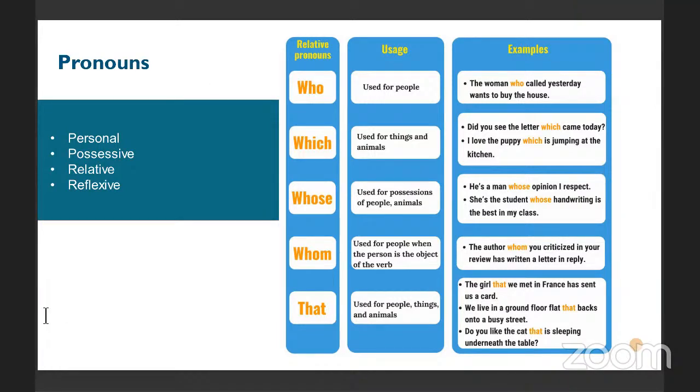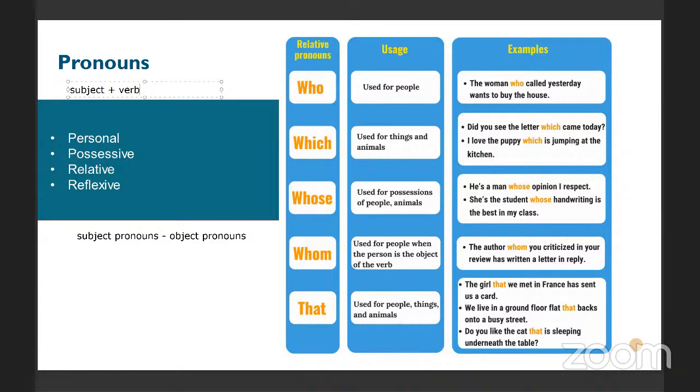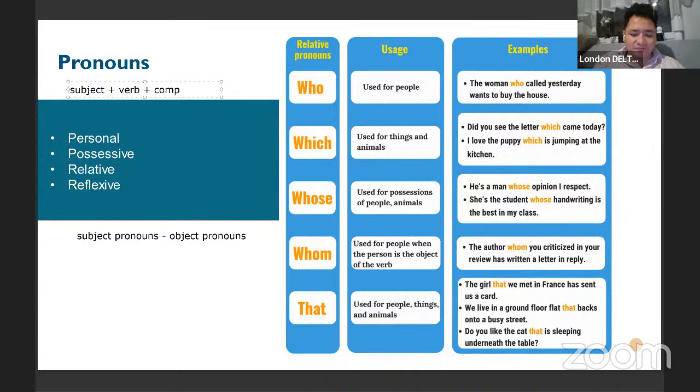Okay, so personal pronouns, very well. Personal pronouns are also called subject pronouns. This is very important for you to understand the difference between subject and object pronouns. So a sentence has these three important parts, right? We have subject. To create any sentence in English, we need a subject. What else do we need? Verb and complement. Okay, verb and complement.